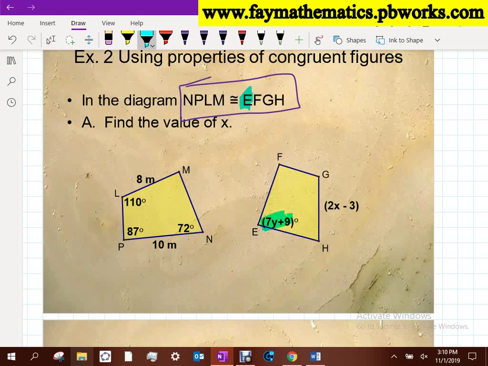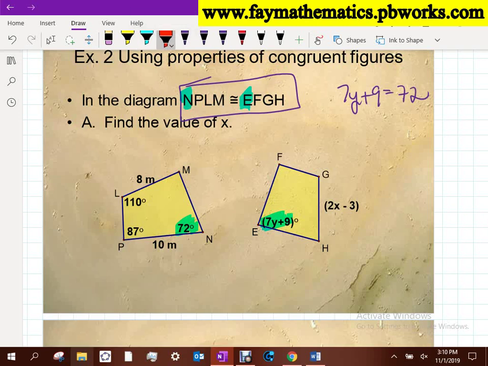So I'm going to look at the object, whether the angle or the segment, that has y attached to it, and that's angle E in this case. So in the name, angle E corresponds to angle N, right? So if the shapes are congruent, then those corresponding parts are congruent, right? So 7y plus 9, which is angle E, should match up to angle N, which is 72. And once we have it, I'll let you solve it, but 7y plus 9 is equal to 72.